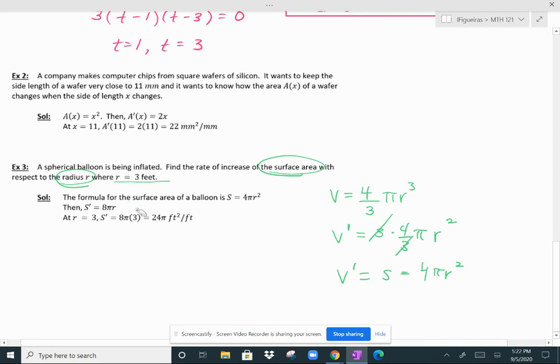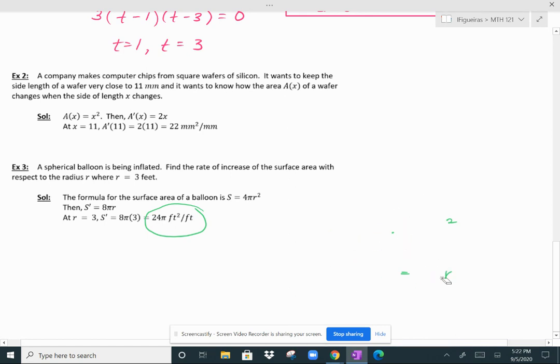And remember, surface area would be in feet squared because your radius is in feet. So the surface area is changing at 24 pi feet squared per foot. And that's, again, per the unit of measure for radius, because it's changing with respect to the radius r.